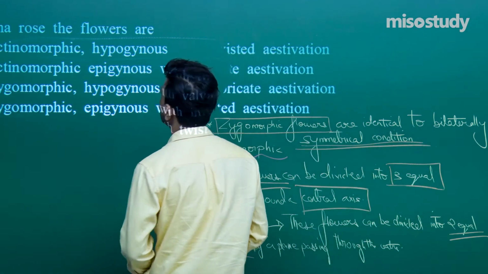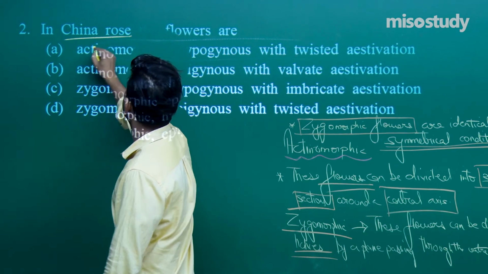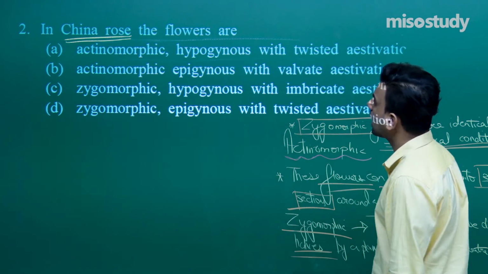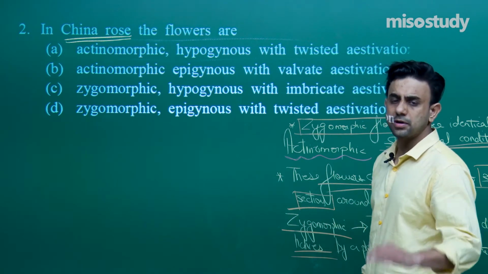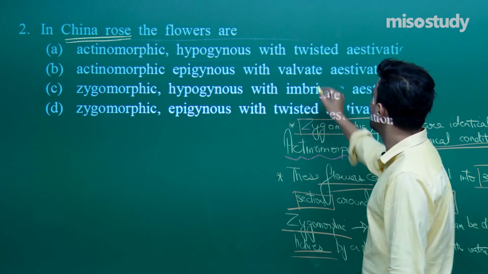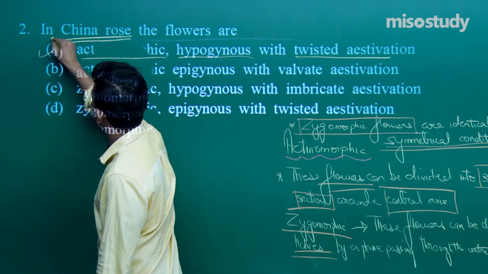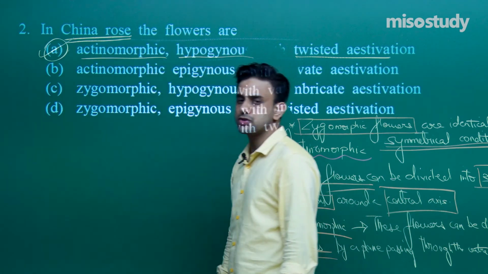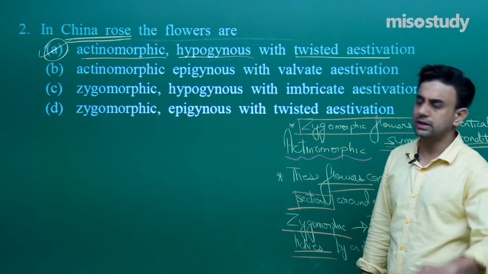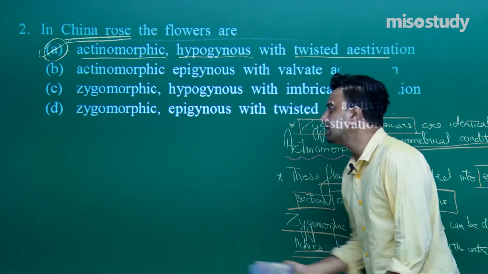So what we see here in China rose, the flowers are actinomorphic, yes, they can be divided into 3 equal sections, hypogynous with twisted aestivation. Twisted aestivation, as I told you, means the appendages overlap one after the other, and that is why it is called twisted aestivation.